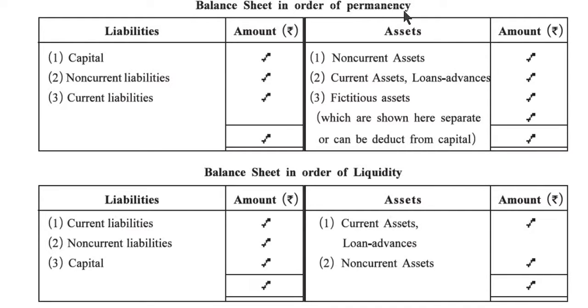This balance sheet is not an account, it is a statement. So we do not write debit and credit here, because it is a statement, and so we say left side and right side. On the left side we have to write the capital and liabilities, and on the right side we have to write assets and receivables.